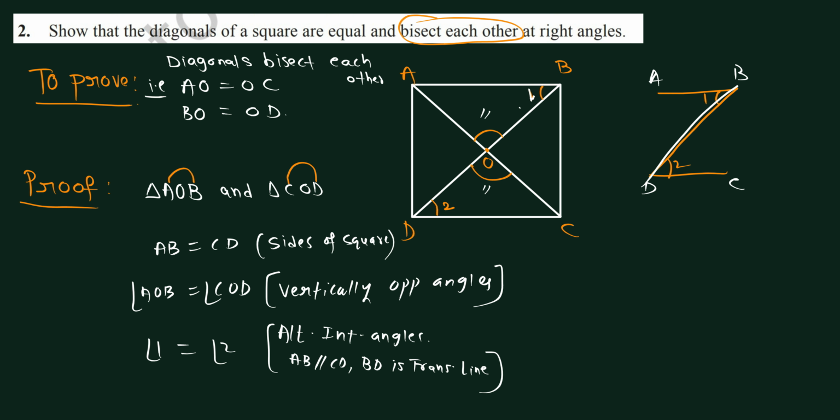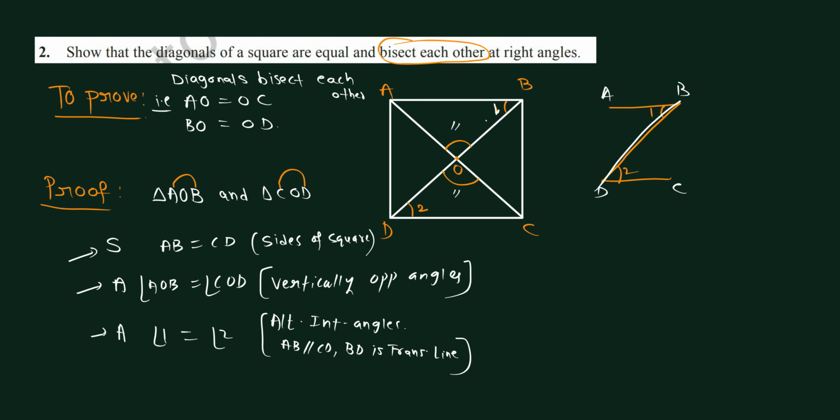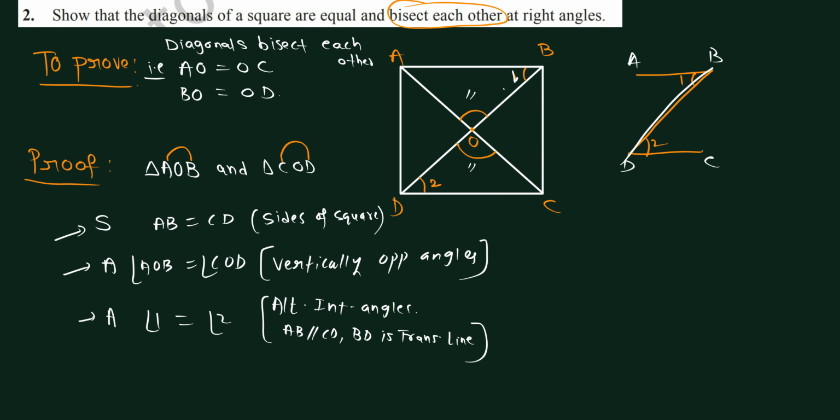Can I say from these, this is a side and this is an angle and this is an angle? From AAS, can I say these two triangles are congruent? Yes. Write down, from AAS, triangle AOB is congruent with triangle COD, by the angle angle side congruence rule.